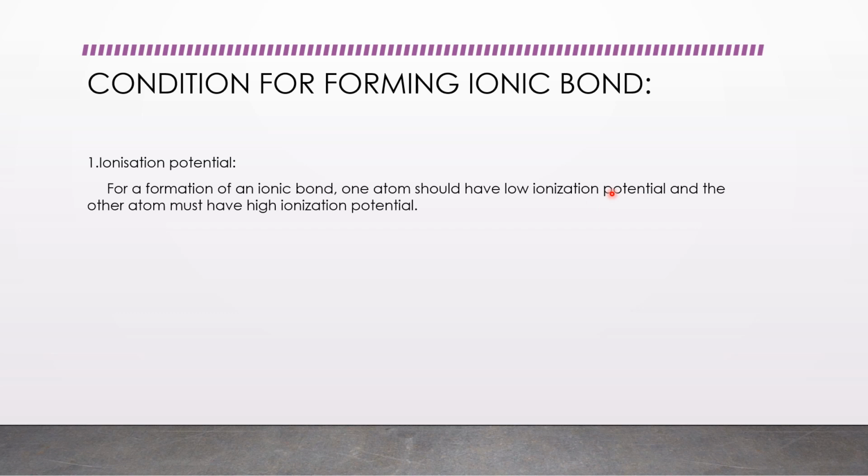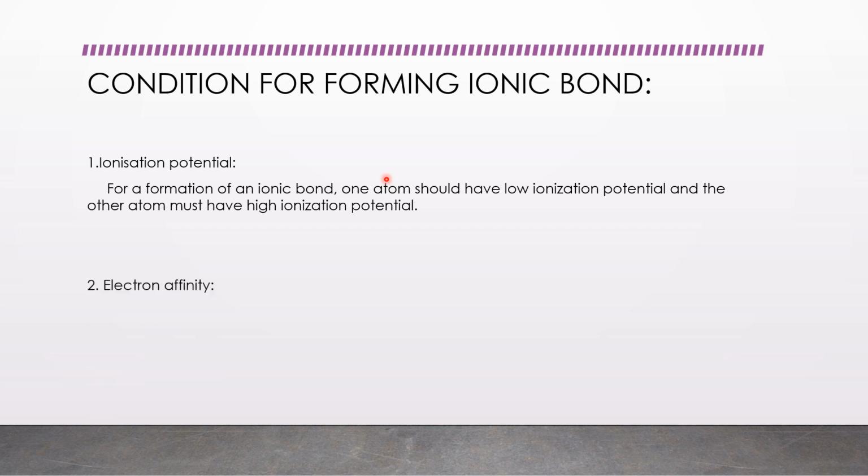As we know, the trend in the periodic table is that on moving from left to right in a period, the ionization potential will increase, and on moving from top to bottom in a group, the ionization potential will decrease. This is the basic trend we know, and this is one of the conditions for forming an ionic bond.